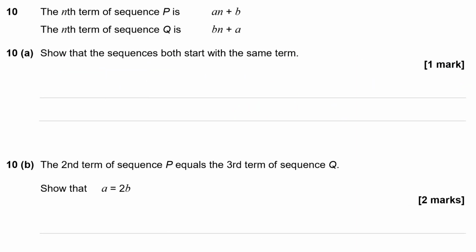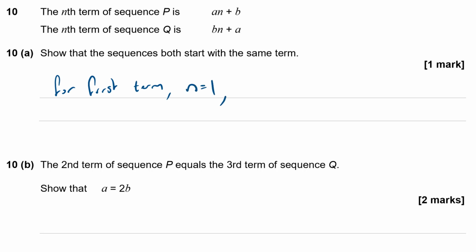Question 10. The nth term of a sequence P is an plus b, and the nth term of sequence Q is bn plus a. Show that the sequences both start with the same term. Bit of a weird question, algebraic sequence. So I've got an plus b is my first term of sequence P. So for the first term, n is going to be equal to 1, isn't it?